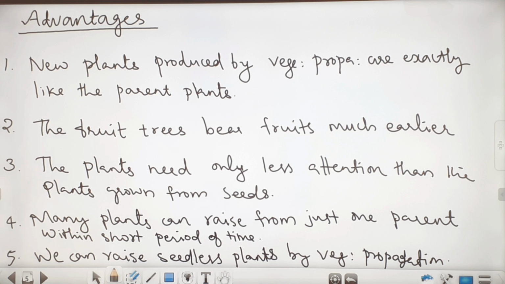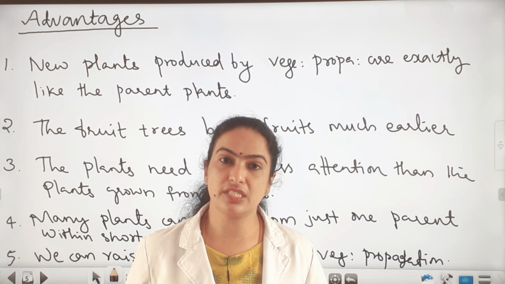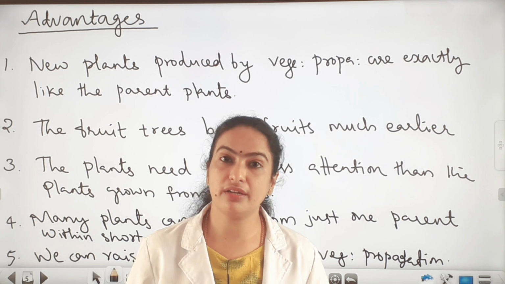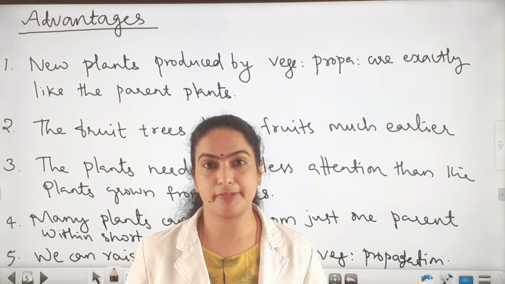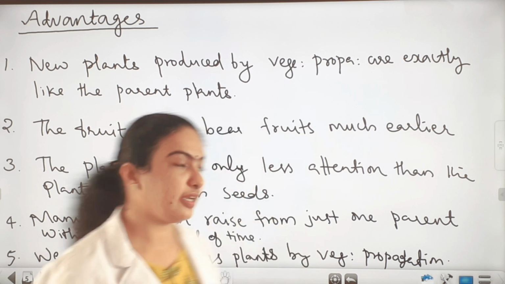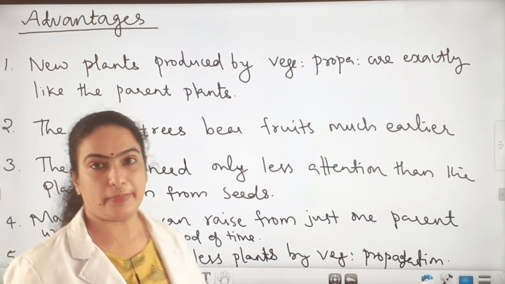Second, fruit trees bear fruits much earlier. The fruit trees raised by vegetative propagation start to bear fruits much earlier than plants grown from seeds. Third, the plant needs less attention than plants grown from seeds. Fourth, many plants can be raised from just one parent within a short period of time. And the last point, we can raise seedless plants also by vegetative propagation.